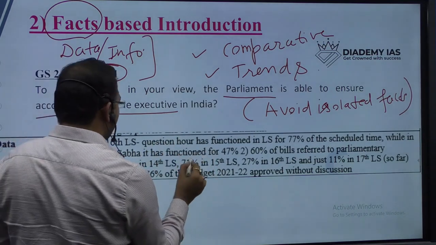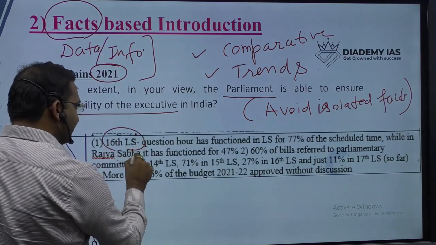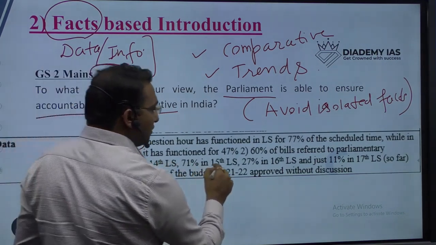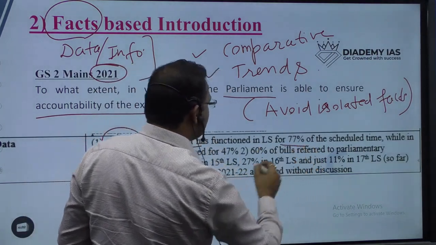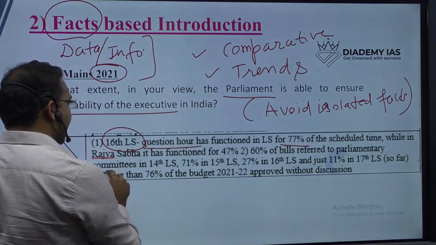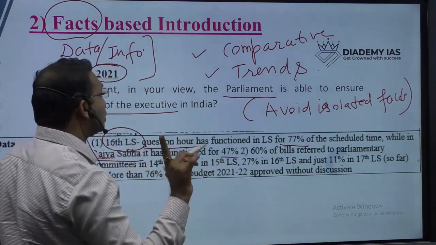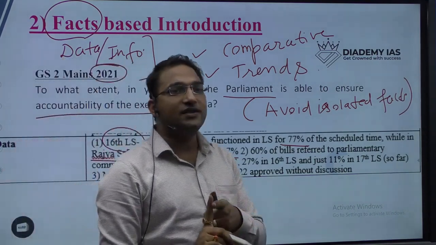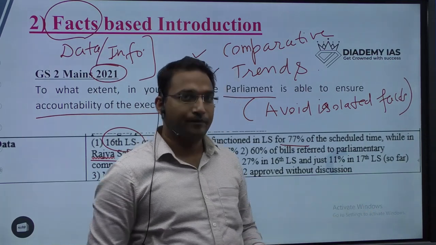So here, we have given the fact. The 16th Lok Sabha question hour has functioned 77% of the scheduled time, and Rajya Sabha 47%. Okay. Now this is an isolated fact. Don't use this kind of fact, because we don't know ki isse pehle jyada tha ya kam tha.